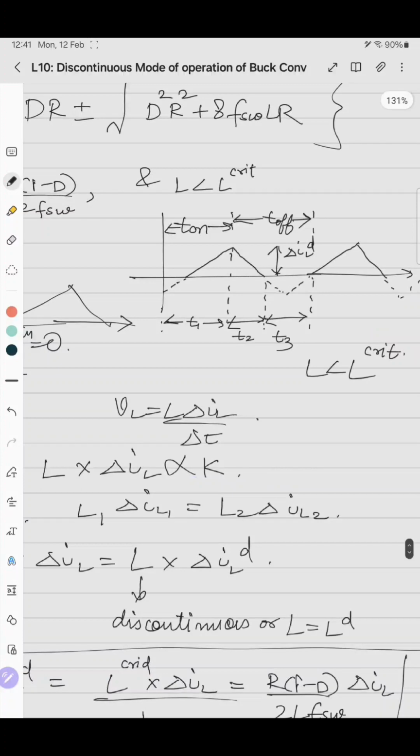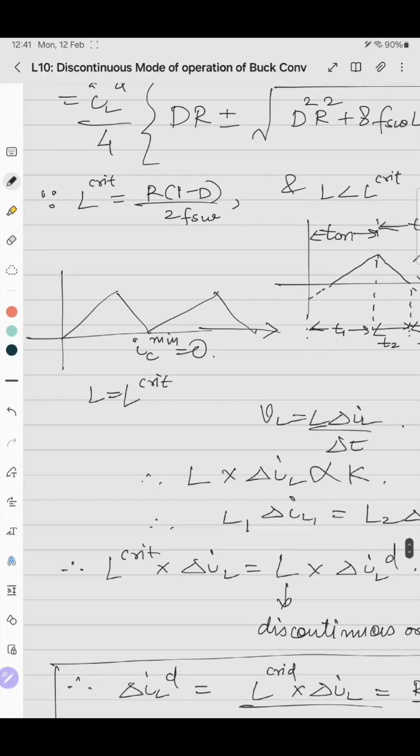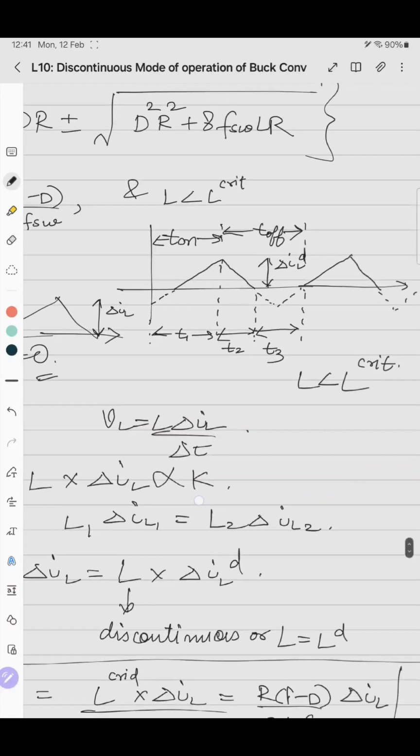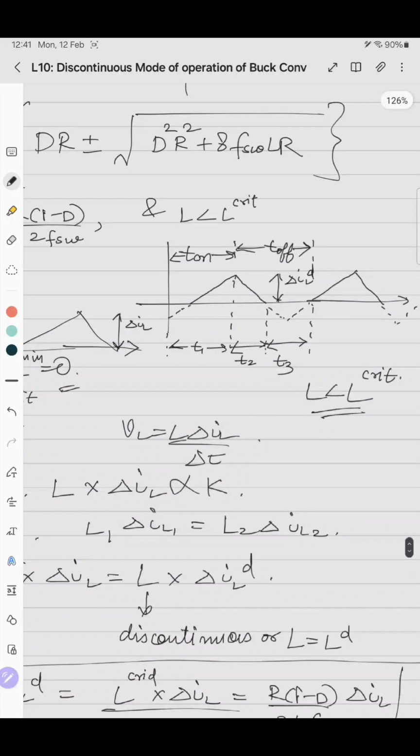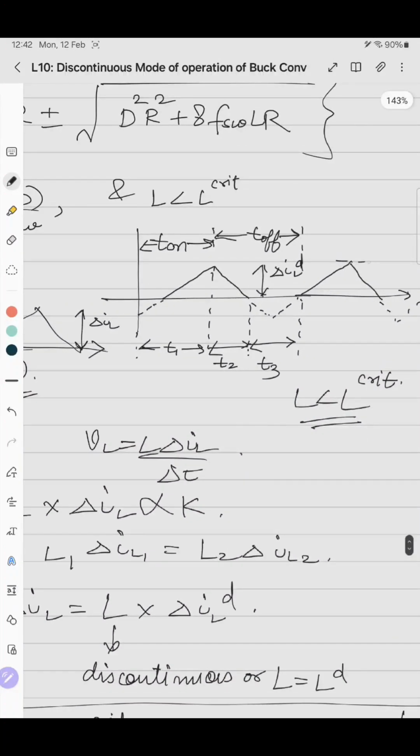in this expression, so this was the critical inductance, and this is delta IL. So critical inductance is where IL minimum is 0, that is L equals L critical in this case. For this case, discontinuous mode, this whole is what? This is delta IL and this one is delta IL of D.